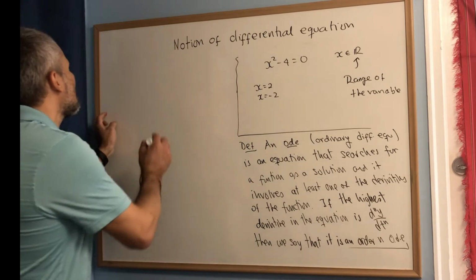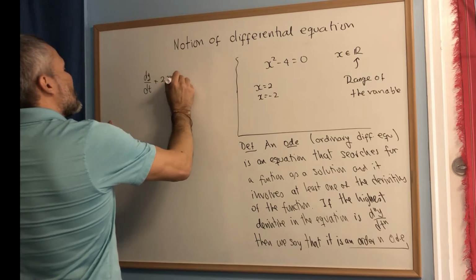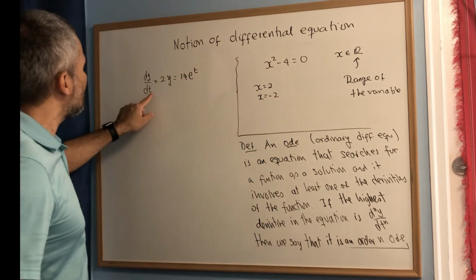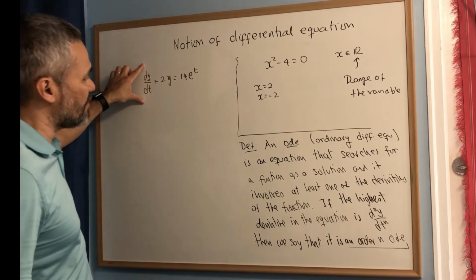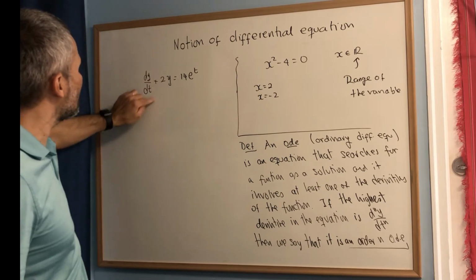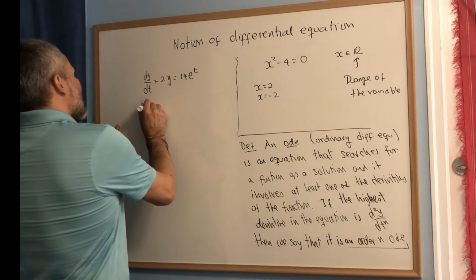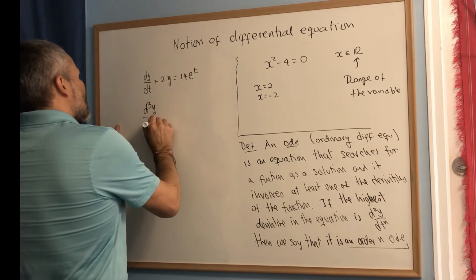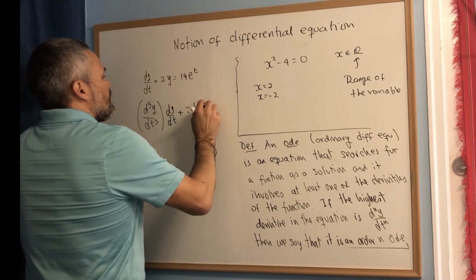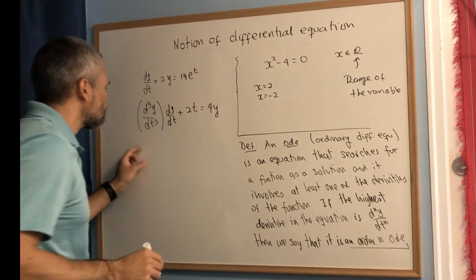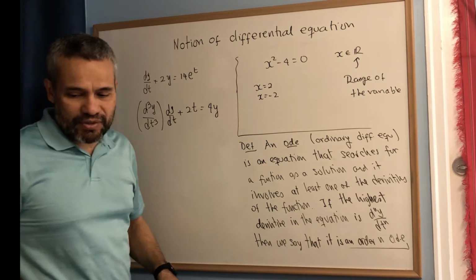Let's see some examples. If we have dy/dt plus 2y equals 14e to the t, notice that here y is a function, there is a derivative, then this equation classifies as an ordinary differential equation, and the highest derivative that we have here is a first derivative, then this is an order 1 ordinary differential equation. If we have an equation like the third derivative of y with respect to t, cubed times dy/dt plus 2t equal to 4y, then this is an example of an order 3 ordinary differential equation.